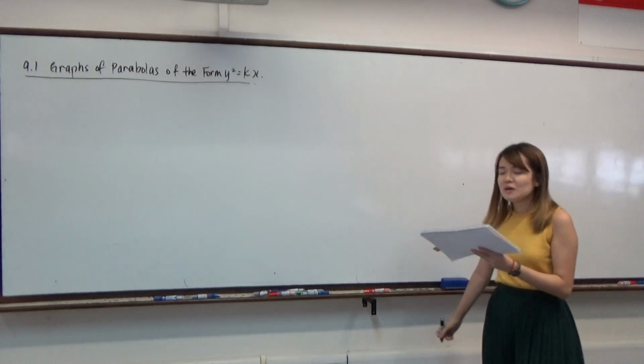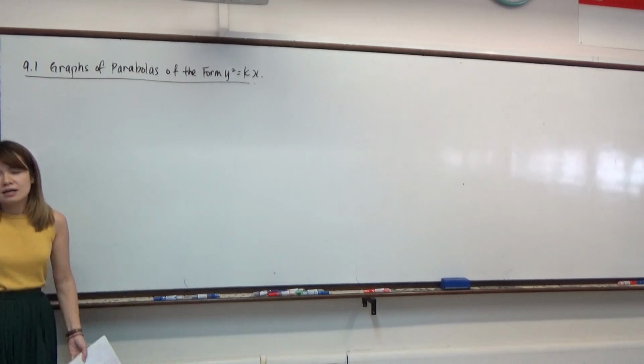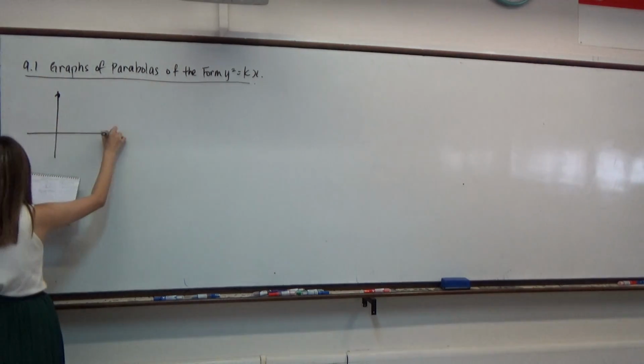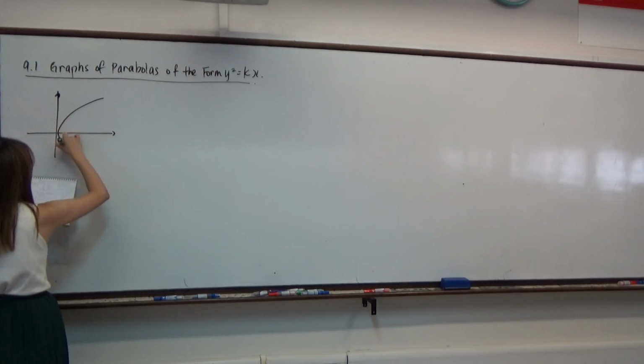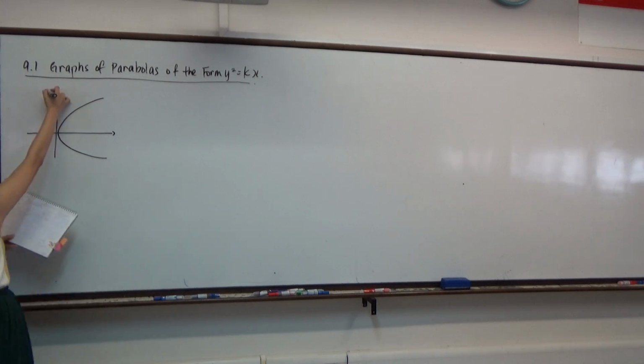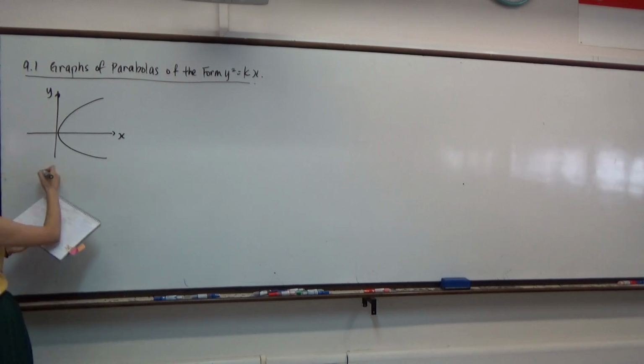So what exactly is a parabola? Basically a parabola is something like that. It is like your quadratic curve, but it is on the sideways. Your axis still remains the same, x and y. So this is a graph of y squared equals kx.